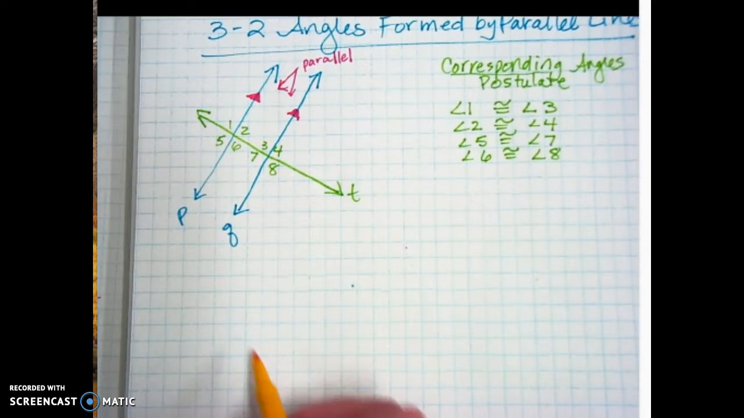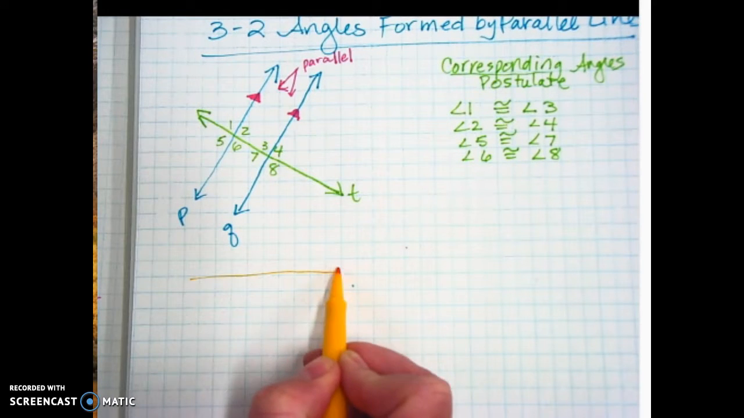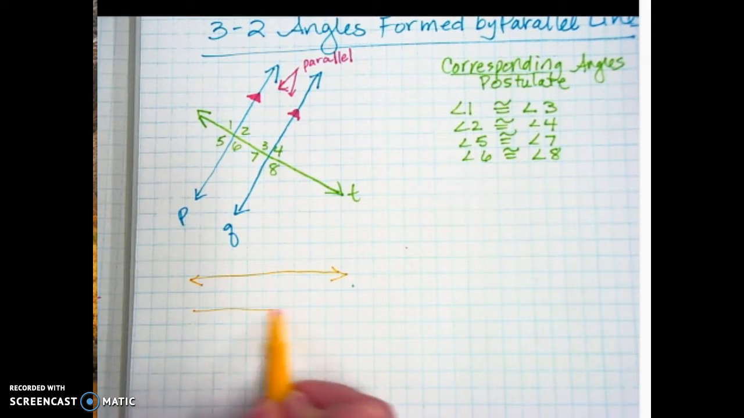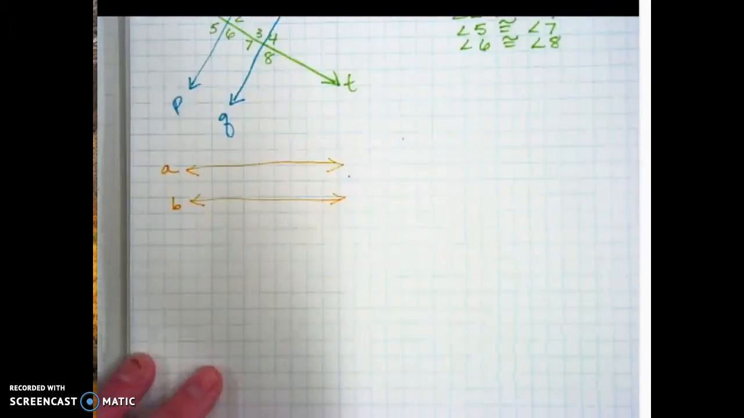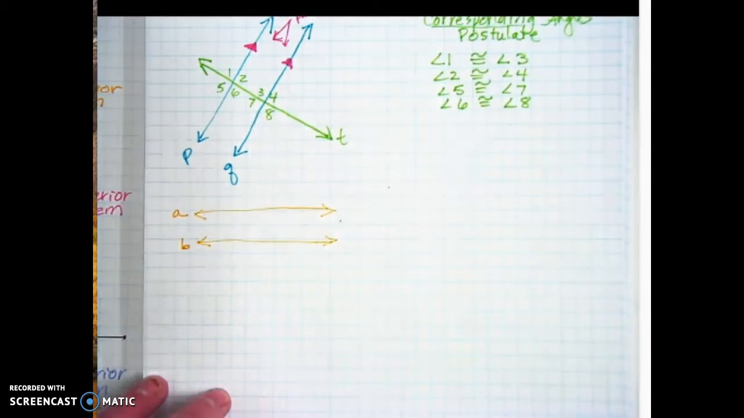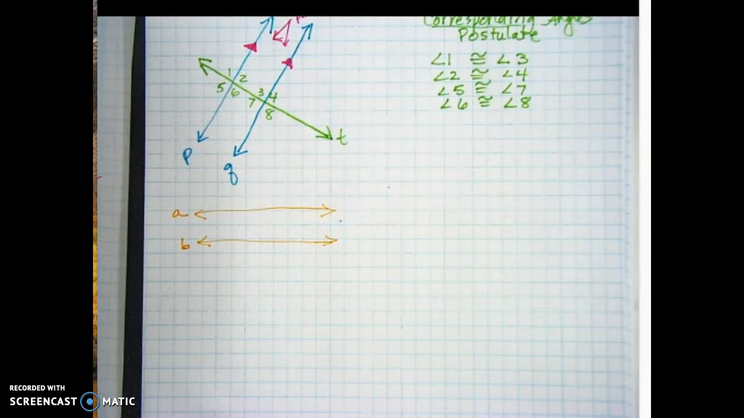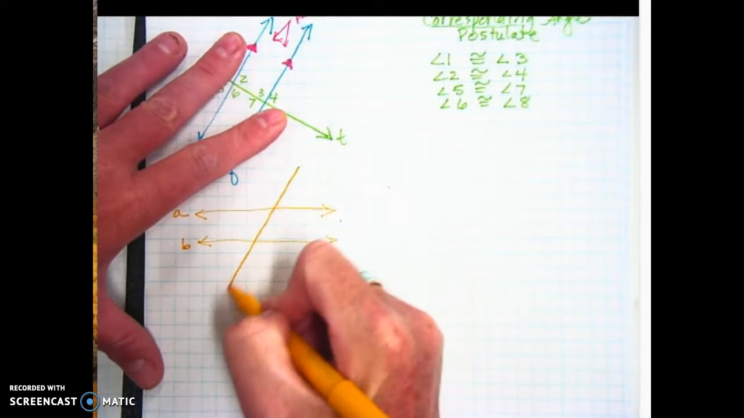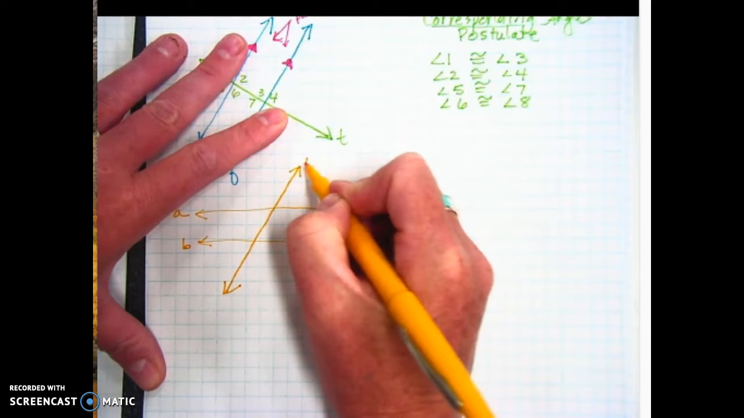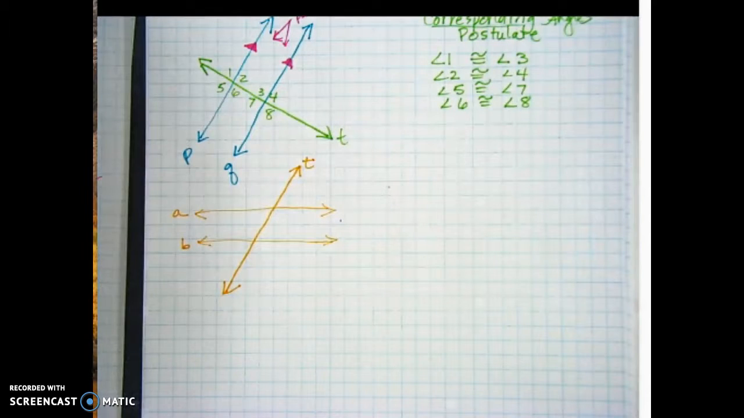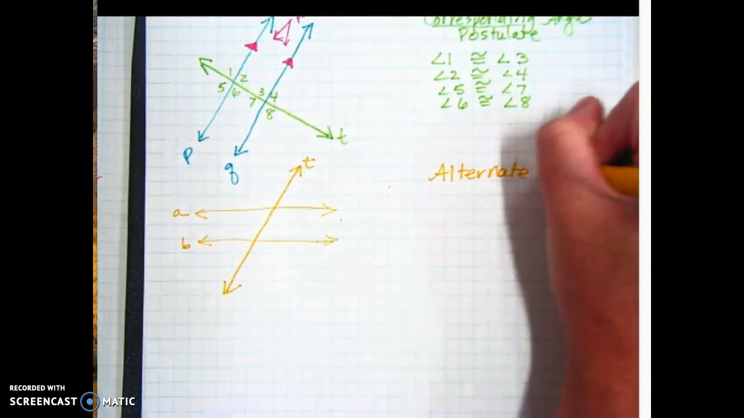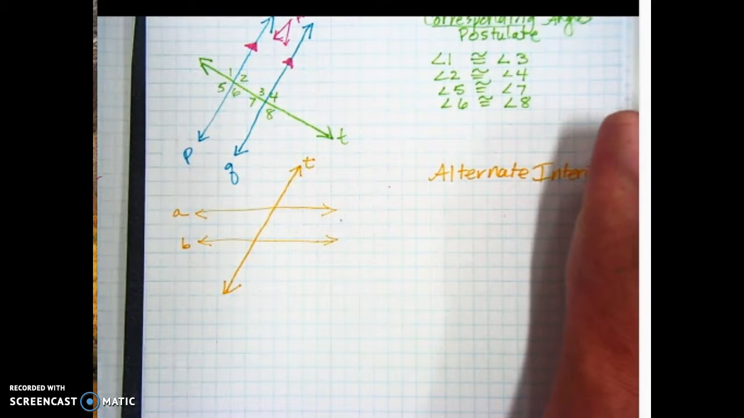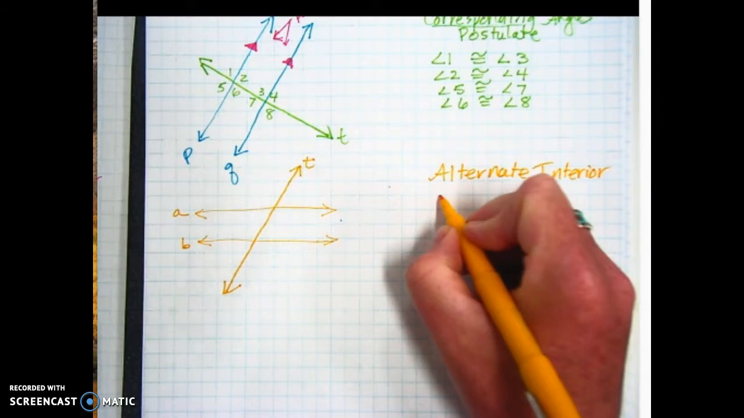All right. Let's look at another pair of parallel lines. So we'll call this line A and line B. Move it up just a little, shrink it. There we go. And we'll cut them by a transversal. We'll call that line T. And this theorem is called the alternate interior angles theorem.